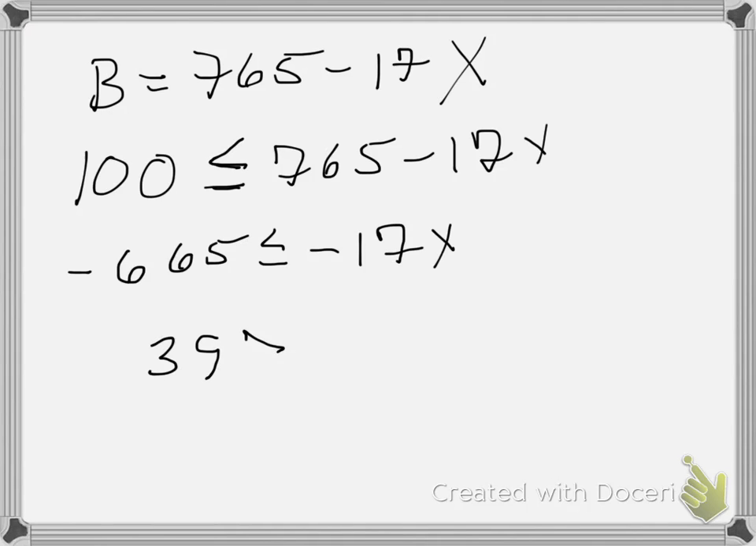But what I've got to do is I've got to turn the direction of my inequality. So 39 needs to be greater than or equal to x. And that is, in other words, in week 39 and beyond, Jack will owe less than $100.